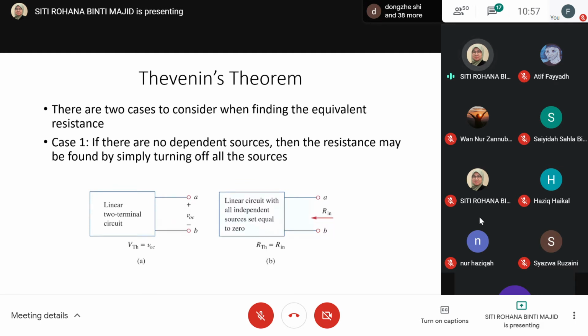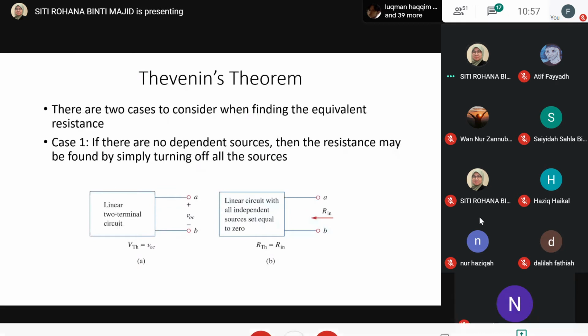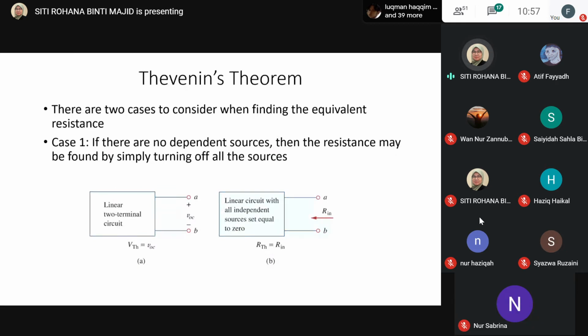Mesh analysis uses loops. Nodal uses voltage. Mesh uses current in the loop. Nodal will use voltage at the node. Okay, so that is the difference. Others, can you share what you have understood from this topic, before we proceed to Thevenin, our last topic?